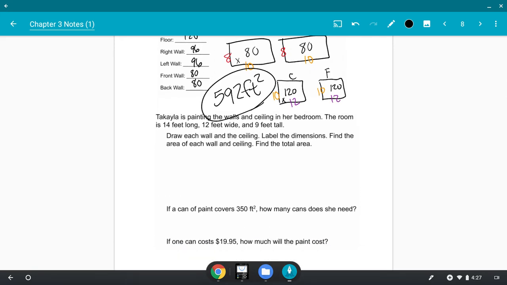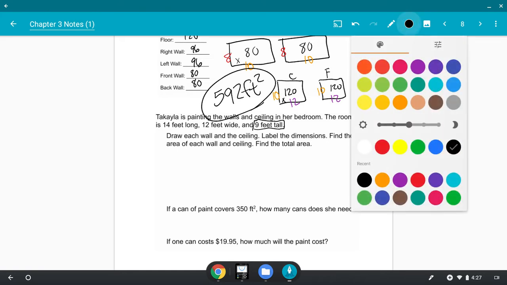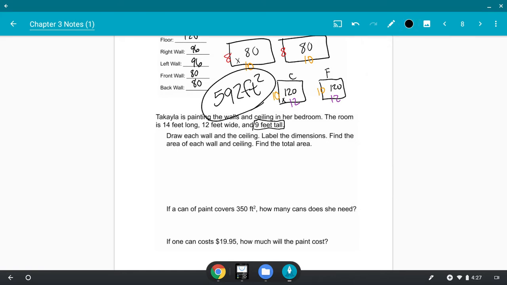All right, this one says Takayla is painting the walls and ceiling in her bedroom. The room is 14 feet long, 12 feet wide, and 9 feet tall. Okay, 9 feet tall. That's the height. Draw each wall and the ceiling. Label the dimensions. Find the area of each wall and ceiling and find the total area. That sounds like a lot, but it's basically just telling you what to find the area of. So we don't care about the floor on this, you guys. We just need the 4 walls.